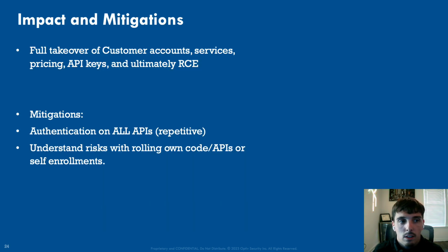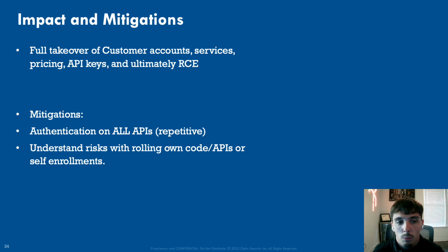So impact and mitigation: full takeover of the site itself, I guess you could say, customer accounts, services, pricing, some of their Amazon API keys, and it ultimately led to remote code execution through some Drupal magic. Mitigations, like we talked about in API scenario 2, authentication on all the APIs. And I know it sounds repetitive, but they had tons of mitigating factors. Everything I tried had been 403 up until this point, or using authentication in the right manner. And I was able to just kind of stumble upon this one.